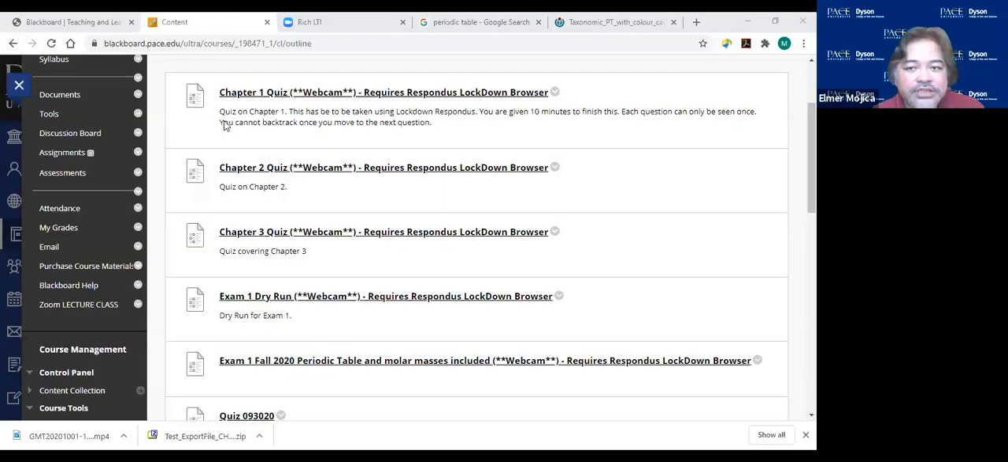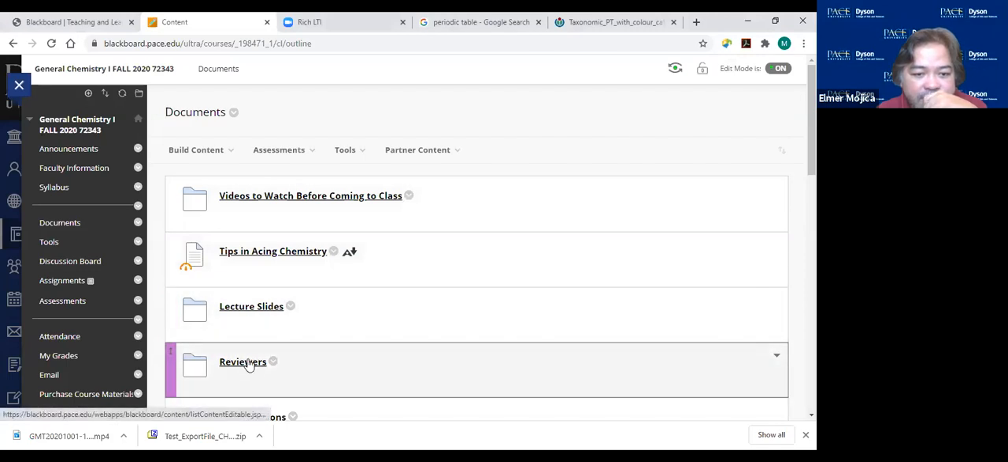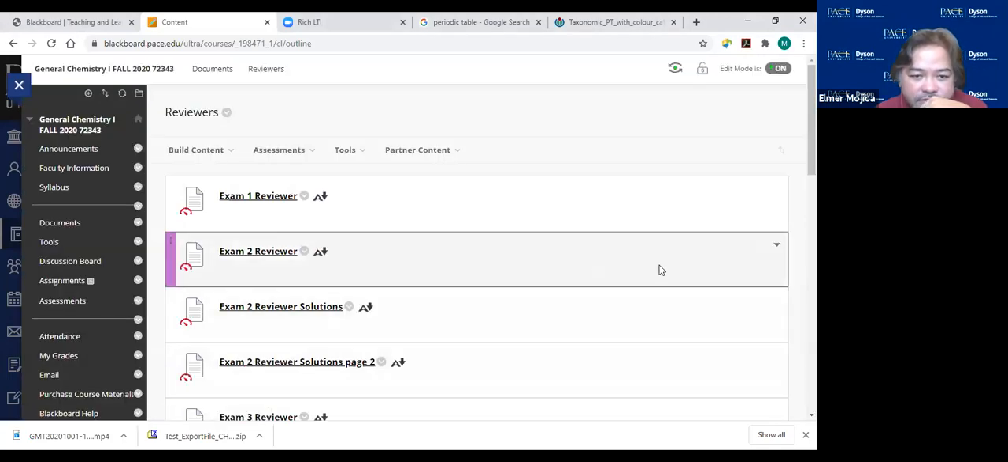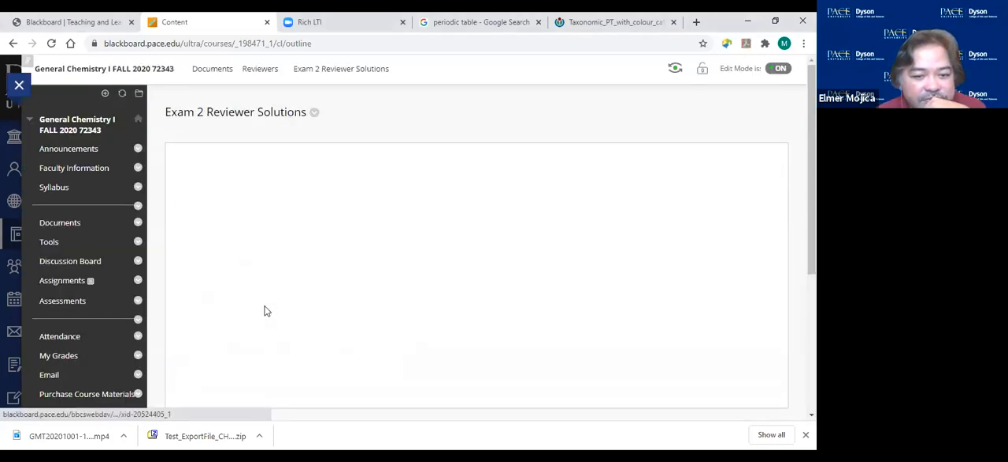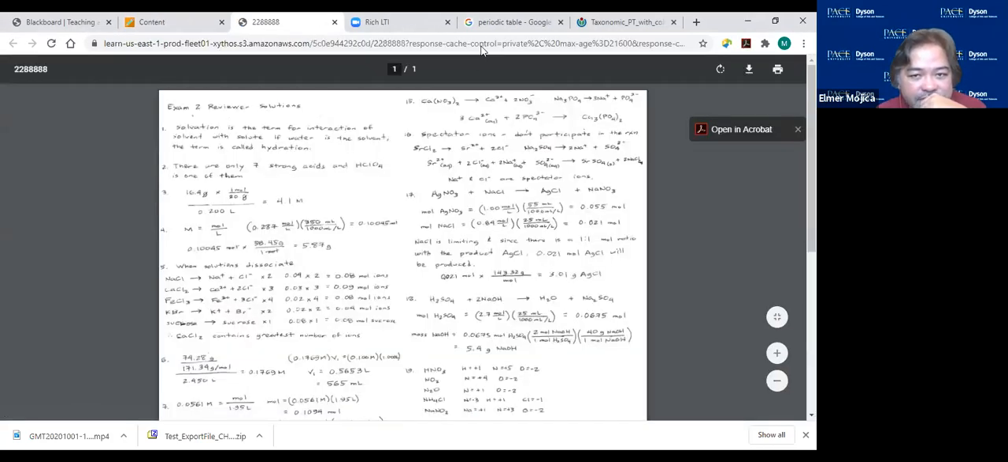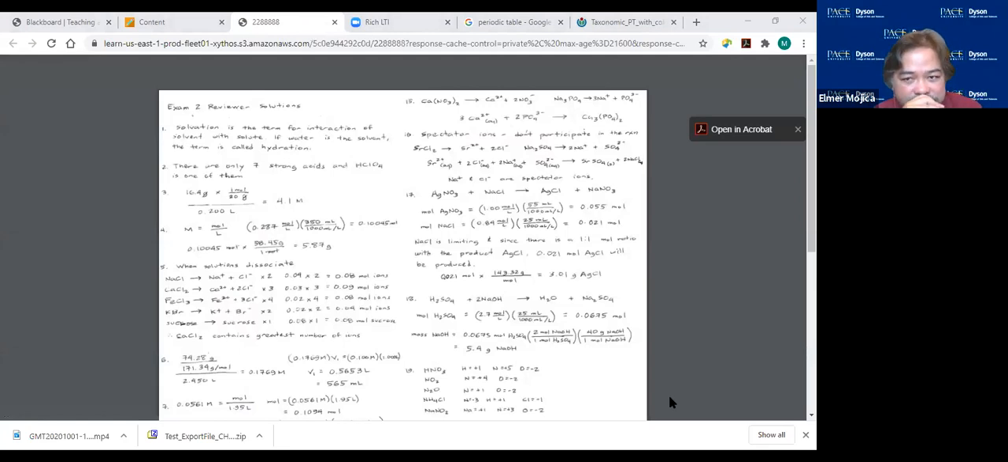I don't know if you knew it, but if you look at the things that we have here, if you open the exam 2 reviewer solutions there, you could see some short explanation on the answers that I have. I don't know if you're familiar with that. At least this started in exam 2. Okay. So any question?